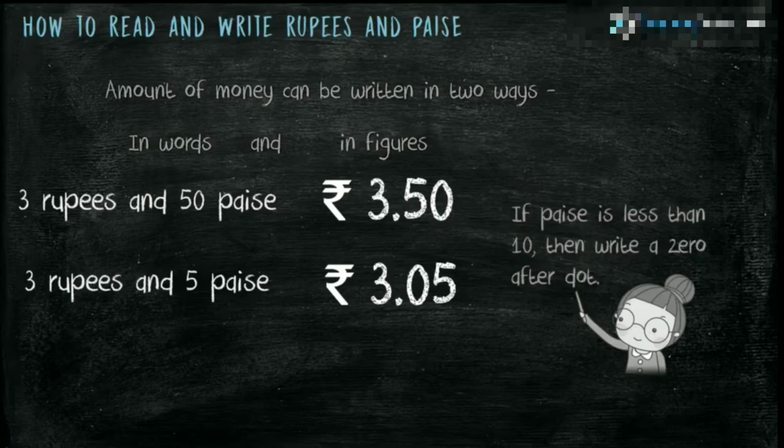3.05. Most of the students make mistake in writing 50 paise and 5 paise. Make note that if paise is less than 10, then write a 0 after dot. Like if there is 6 paise, then in figures it will be written as 0.06.